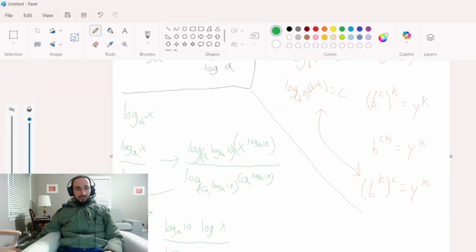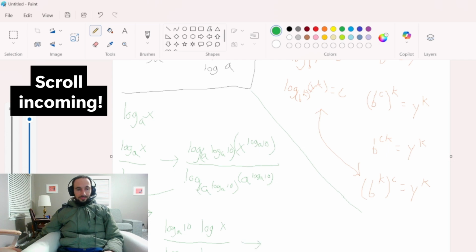So it's log base a of 10 times log, because a to the log base a of 10 is just 10, so it's just a common log of a. Well, we can see now everything has worked out. Log base a of 10 over log base a of 10 cancels out, just 1.